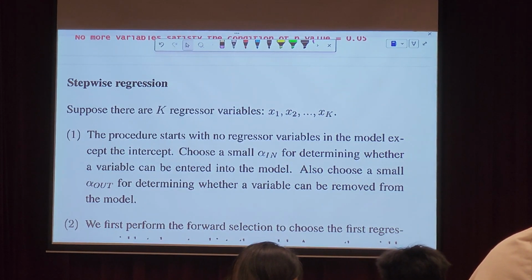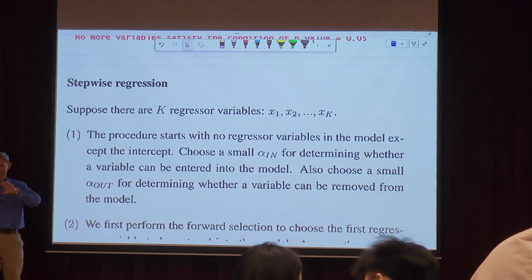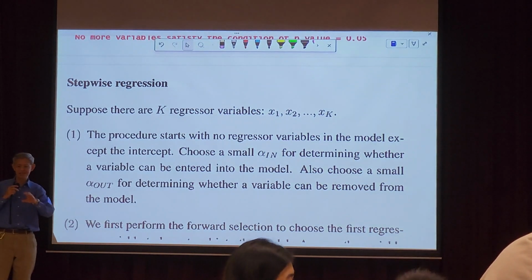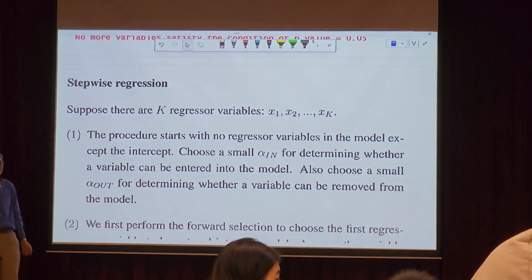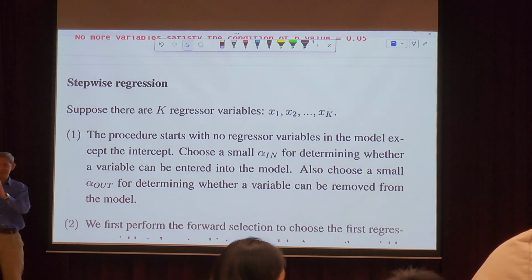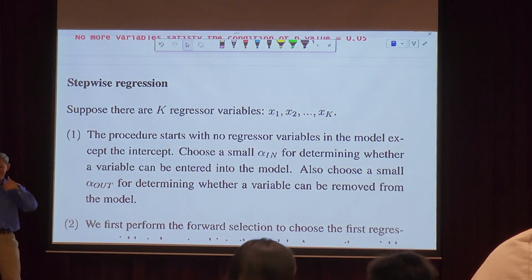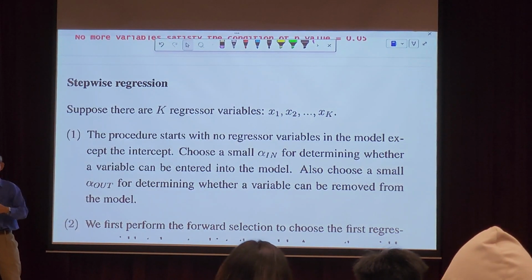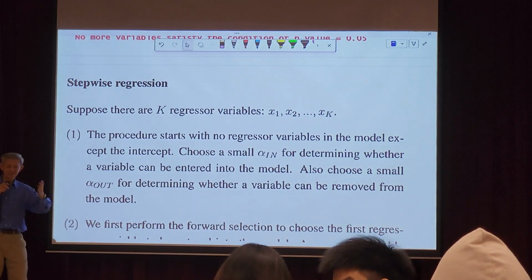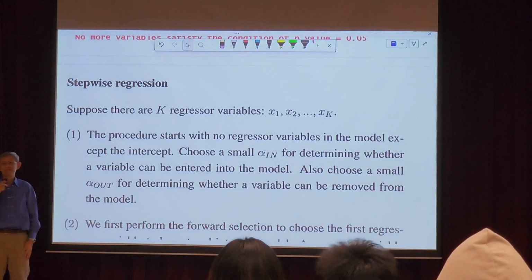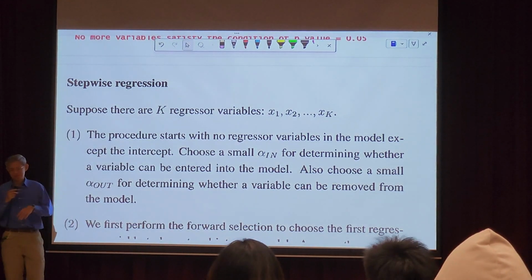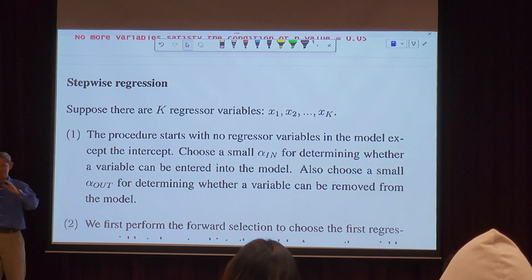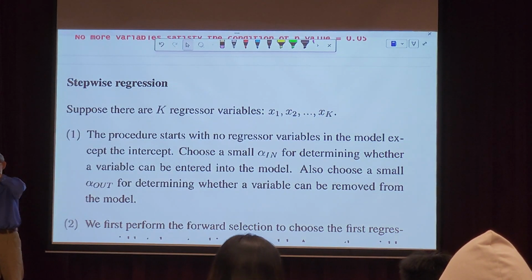Forward is you choose one in, second step, choose another one in, third step, choose another one in, until you cannot enter anymore. Backward is you start with the whole model, and then you start throwing out one of them, and then another one, until you cannot throw out anymore. You stop.